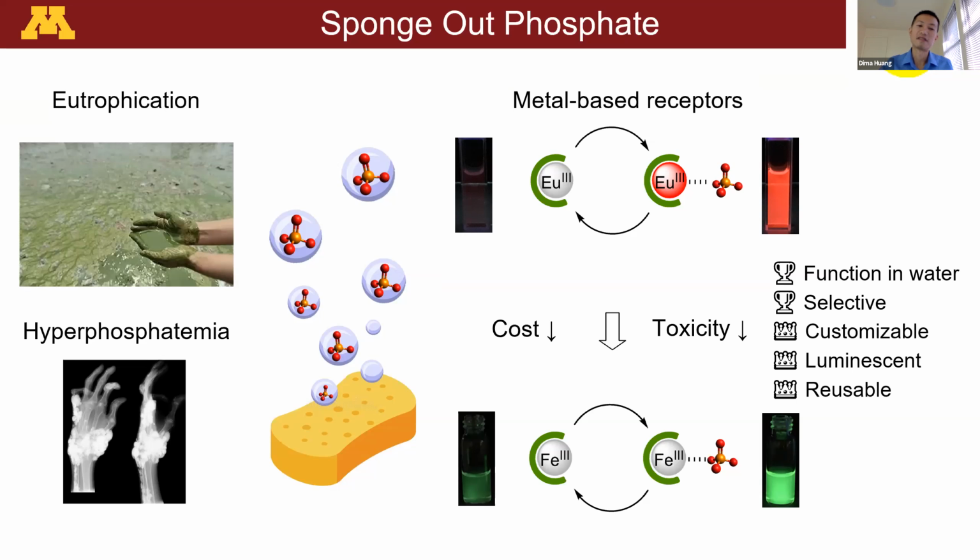However, due to the safety concern and cost of rare earth metals, we are transitioning to safer, more economical, and sustainable metal-based receptors. We have made the first and successful attempt to implement iron-based receptors for phosphate remediation, which have similar functions to europium-based receptors, but at a much lower cost and toxicity. In summary, this research provides an efficient and effective approach to sponge out phosphate by the use of metal-based receptors. Our ultimate goal is to build a prototype to clean up phosphate, though it might not be in the shape of a sponge.